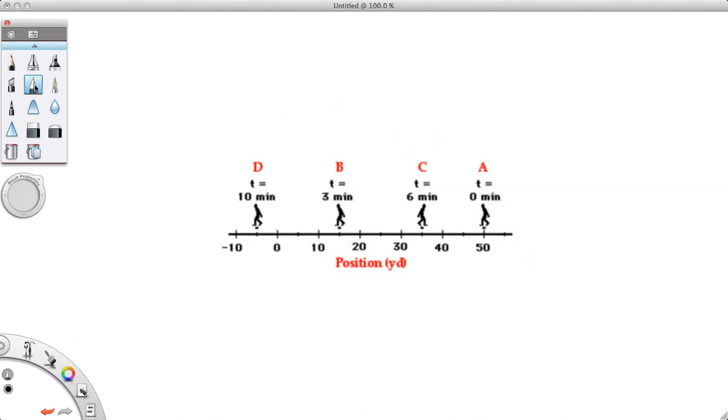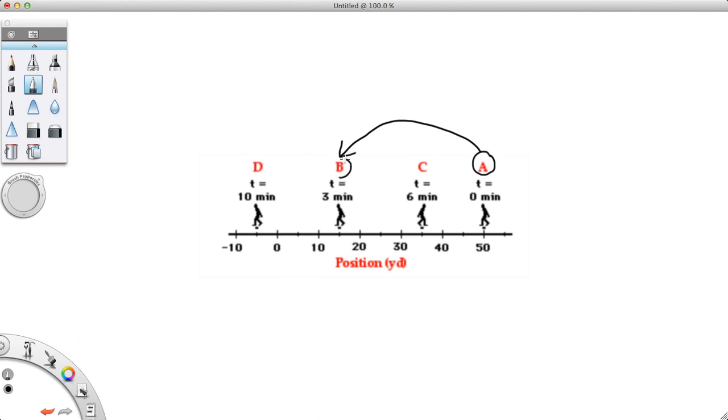This is a coach who is pacing themselves back and forth up and down the sidelines. And you can see that the coach will start at position A, go to position B, then to C, and then to D. So I'll go ahead and draw some arrows here so you can see that. So they'll go from A all the way over to B.